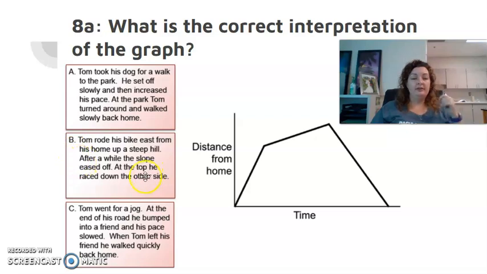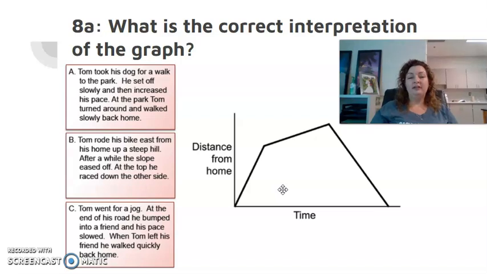So let's look at B. Tom rode his bike east from his home up a steep hill. After a while, the slope eased off. At the top, he raced down the other side. This story paints a picture of what this hill looks like in your mind. And you know what that hill looks like? It looks like this picture, this graph. If your mind gives you an image of a mountain or a hill because it's painting a picture in your mind, it's almost always wrong because this is math, okay? And so we need to think about it mathematically and not in an imagery way.